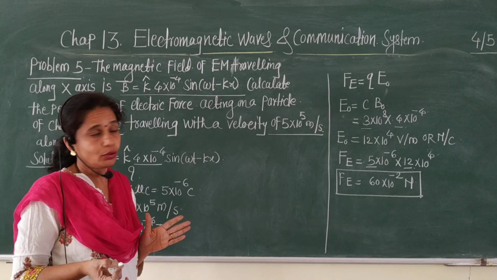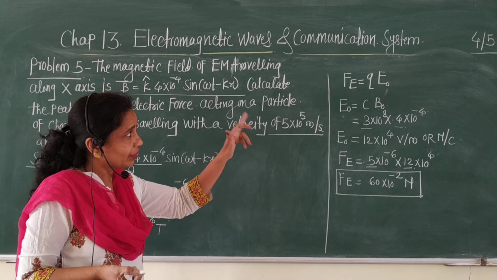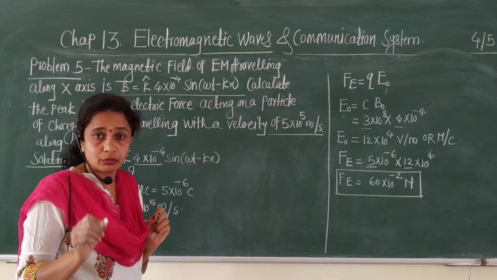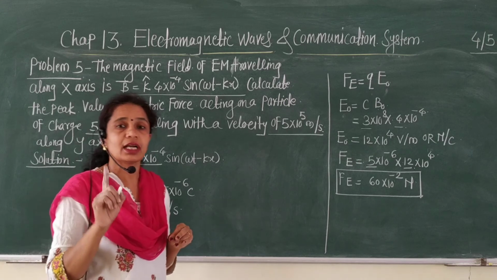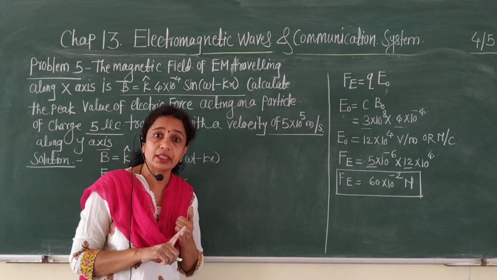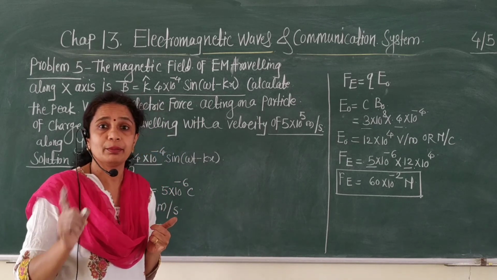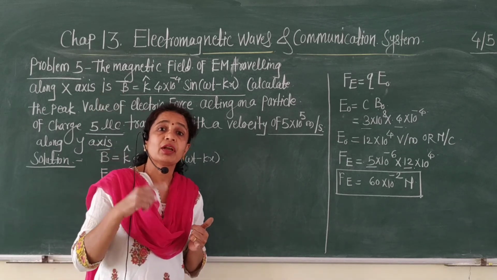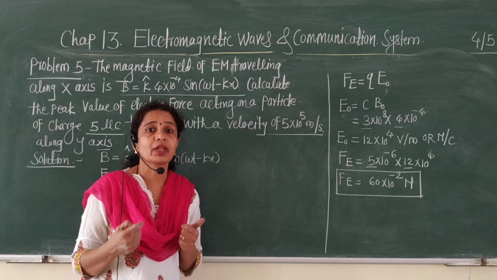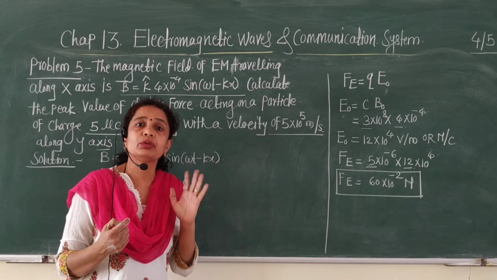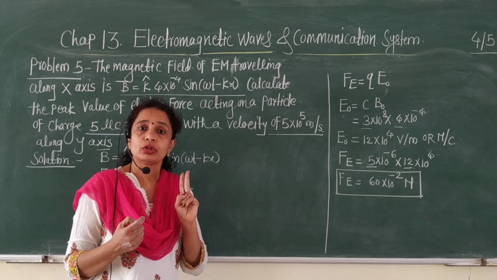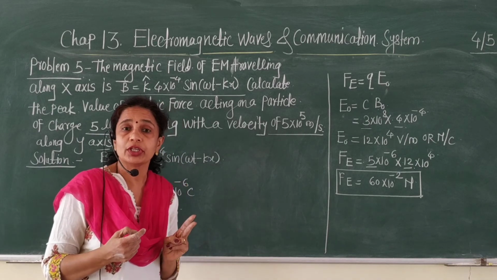Therefore, Fe is equal to Q into E naught. The force due to the electric field is always Q into E naught. Force due to the magnetic field is Q into VB, where V is the velocity of a particle, that is the electron, and B is the magnetic field, and Q is nothing but the charge on the electron. You should know these two important equations.